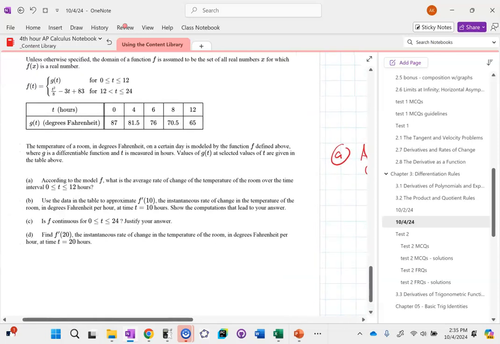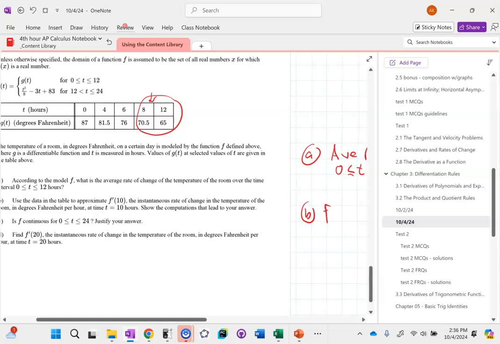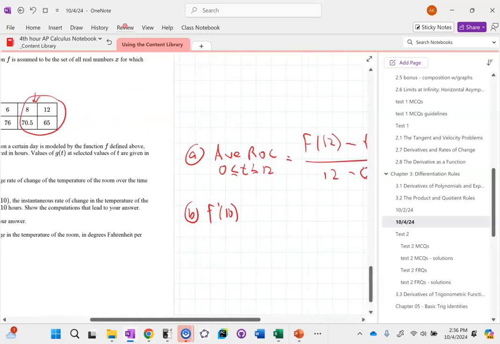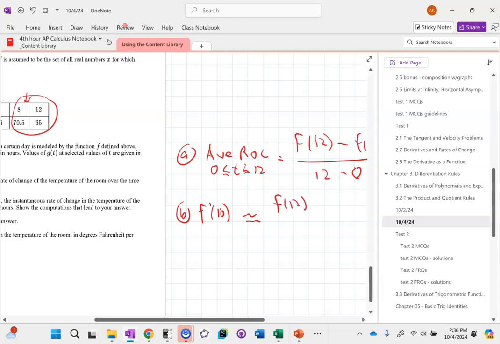Part B says use the data in the table to approximate f prime of 10, the instantaneous rate of change of the temperature in degrees Fahrenheit per hour at time 10. Show the computations that lead to your answer. So 10 lives in between 8 and 12, right? Best case I can do is just use the slope there as well. And then I just plug the numbers in and keep going. Does that feel okay, Elena?